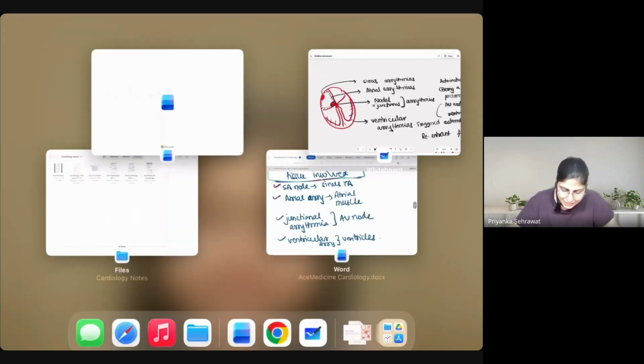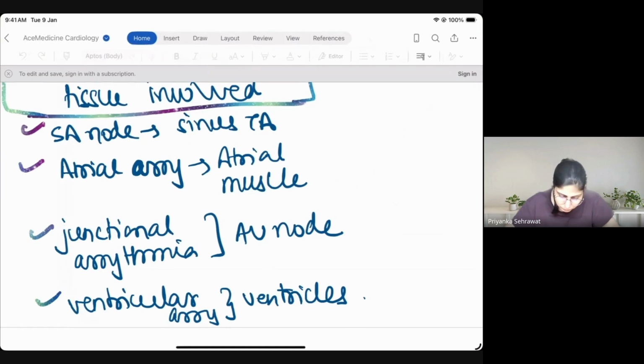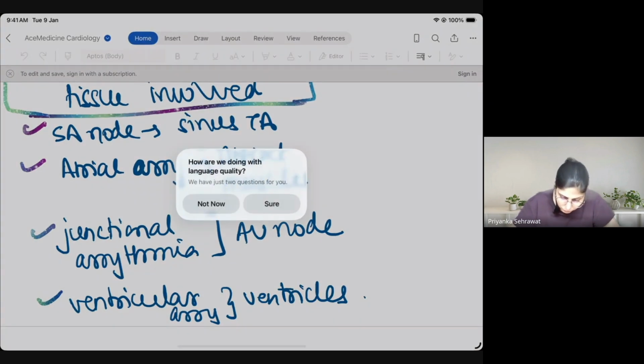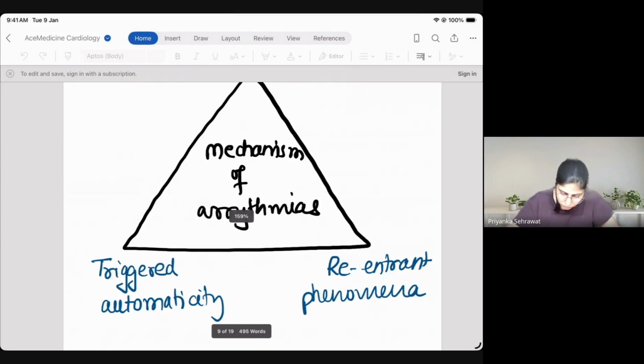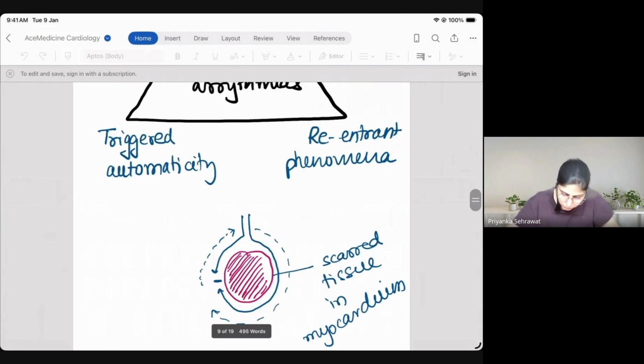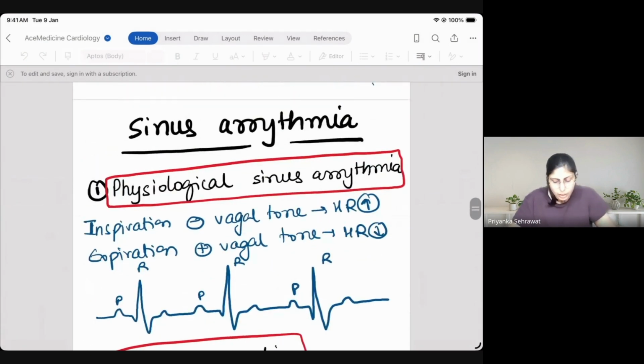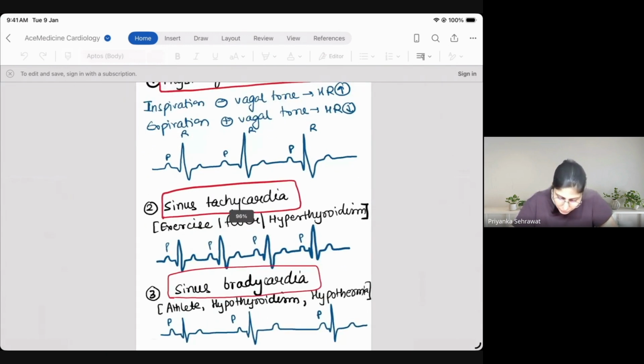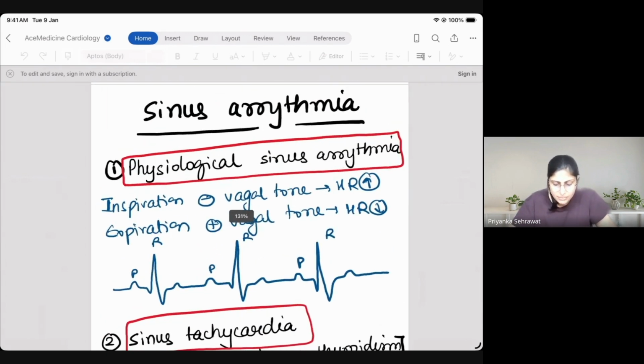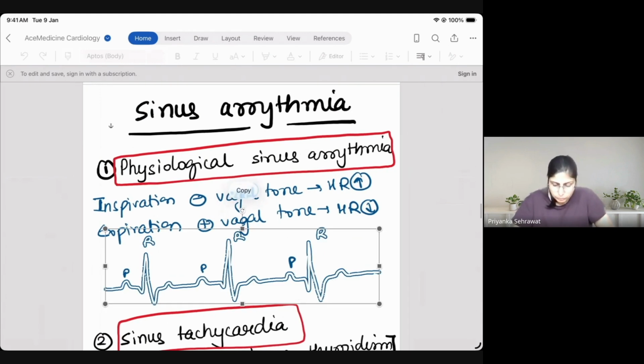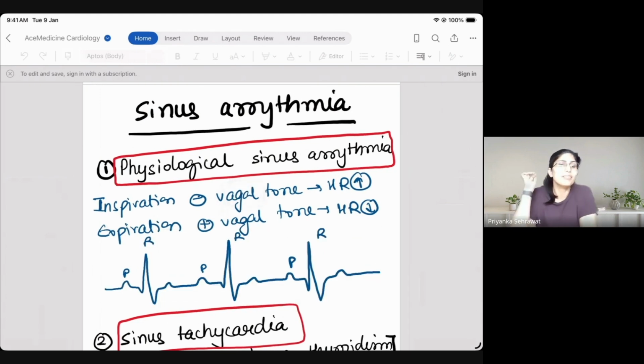Now let's look at all these types. Sinus arrhythmias are divided into 4. One is physiological sinus arrhythmia. You must be aware that when we breathe in, during inspiration, our vagal tone gets inhibited. During expiration, our vagal tone gets stimulated. This is physiological, it's completely normal.